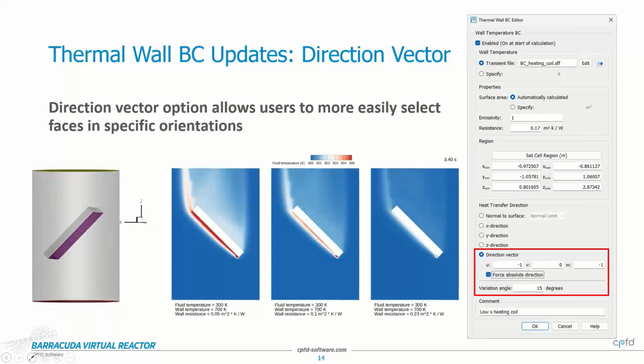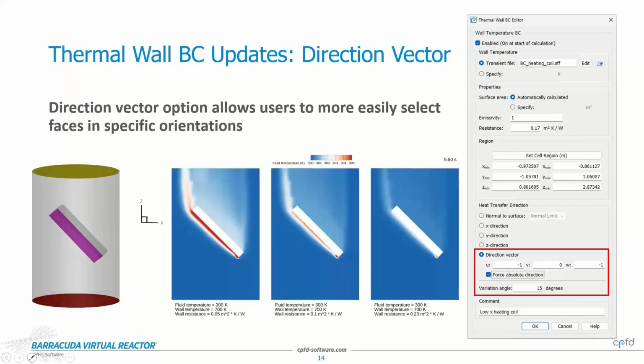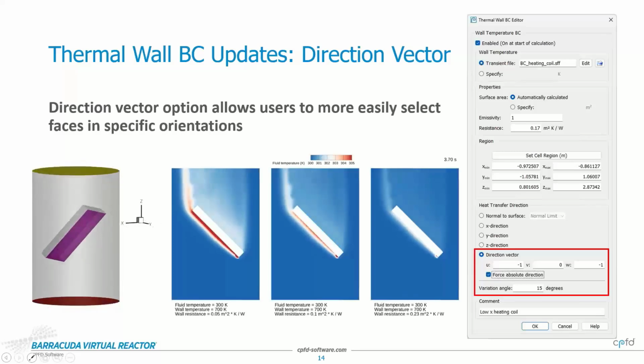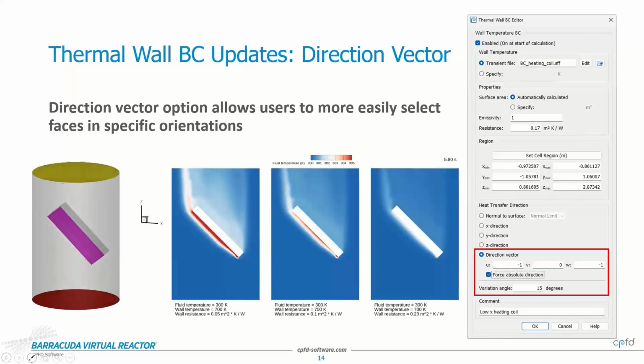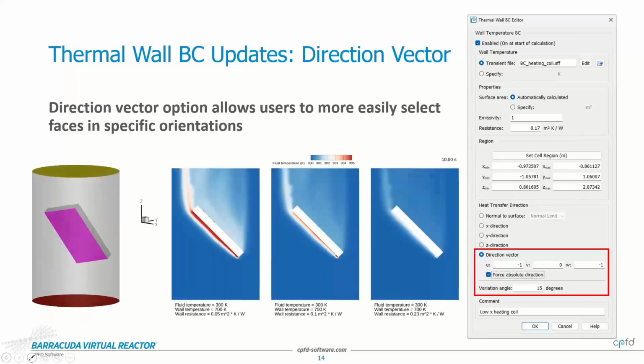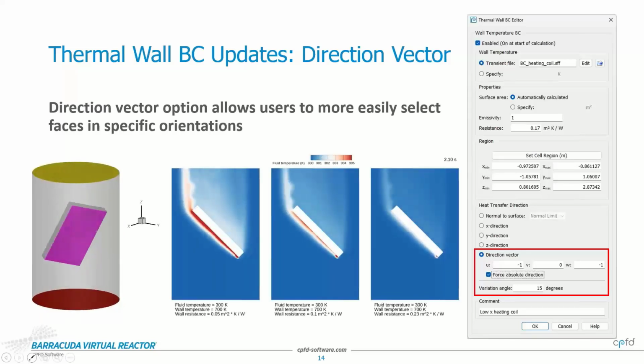The example simulation shown here demonstrates both the direction vector feature and the resistance option. The direction vector has been used with the force absolute direction option to only select the bottom face of the angled plate in the middle of the domain. Without the direction vector feature, this face would be very difficult to select without also catching the top surface of the plate and some of the outside walls of the cylinder.